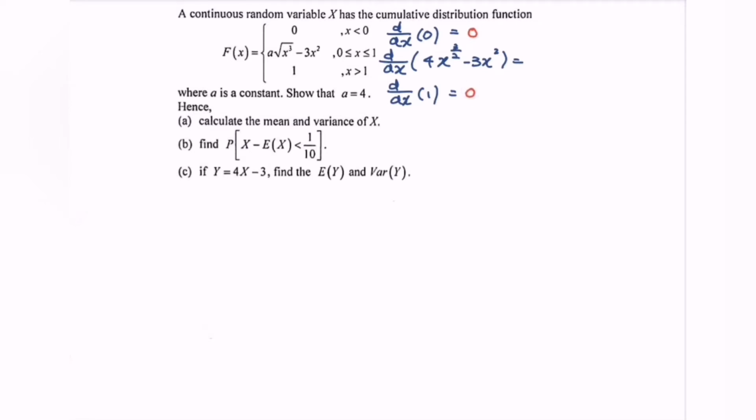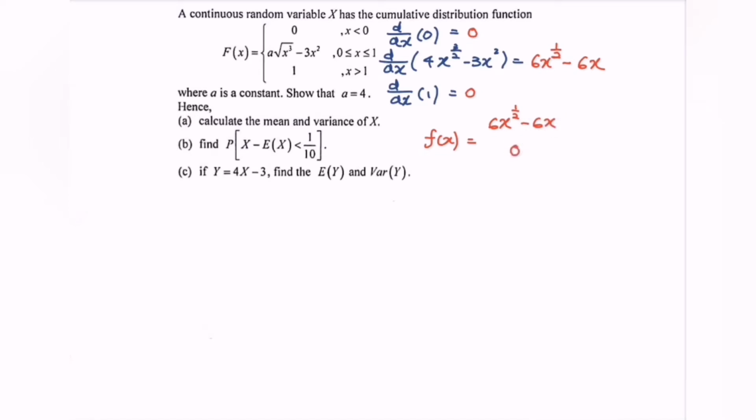Next, focus on the second function. Differentiate means that we have to bring forward the 3 over 2. 3 over 2 multiplied with the 4, so we will have 12 over 2, which is 6x. 3 over 2 minus 1 gives 1 over 2, minus 6x. So kindly rewrite the function, which is the probability density function. f(x) is equal to 6x to the power of 1 over 2 minus 6x.